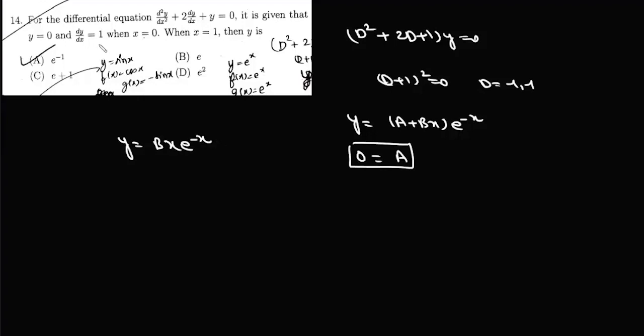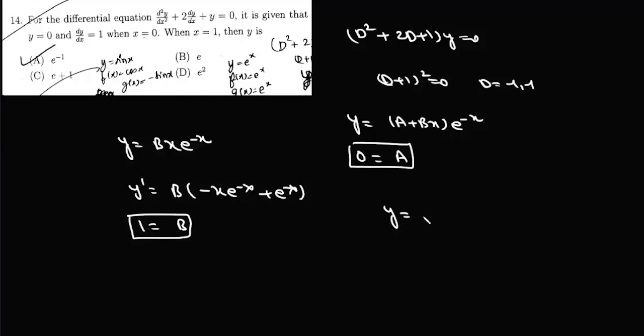Now it says when x is 0, y dash is 1. So this y dash is b into minus x e to the power minus x plus e to the power minus x. Now this is 1 when x is 0. So that means value of b is 1. So this y will be simply x into e to the power minus x. Now what it has asked for is value of y when the value of x is 1. Now if you put x as 1, we'll get y as e to the power minus 1, and that's your option A.